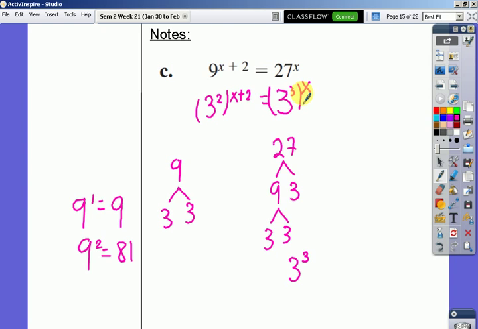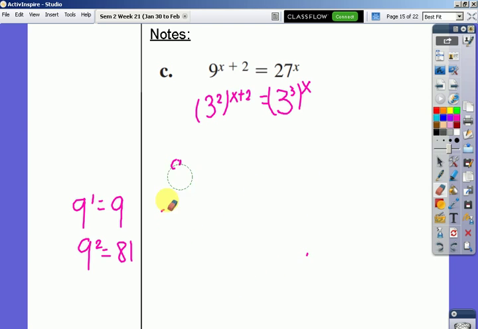Okay. Now keep in mind that you are distributing that 2 to each term. So what we really have now is 3 to the 2x plus 4 equals 3 to the 3x. Does that make sense? Do you have questions before we set the exponents equal?